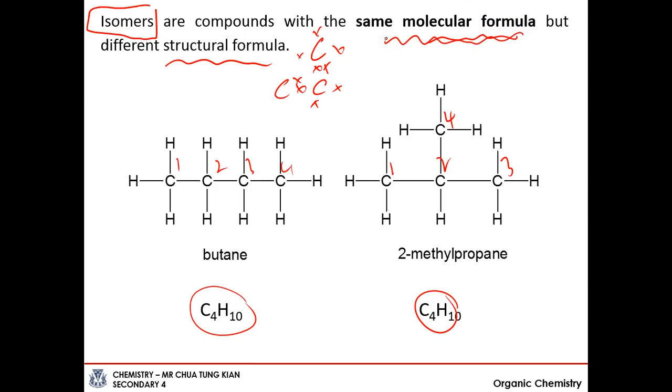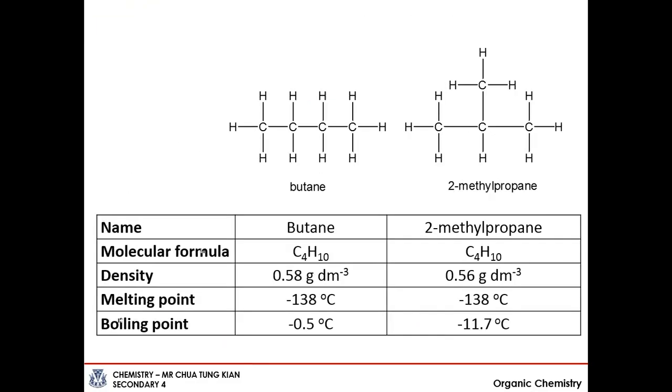Okay? So if I were to think a little bit more, propane for example, maybe not. Let's go to a little bit about this one first. Butane, 2-methylpropane, both same formula, density roughly about the same, melting point is about the same, boiling point is slightly different. See, slightly different. Actually, this is also slightly different.